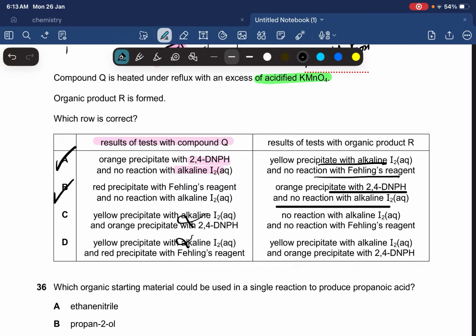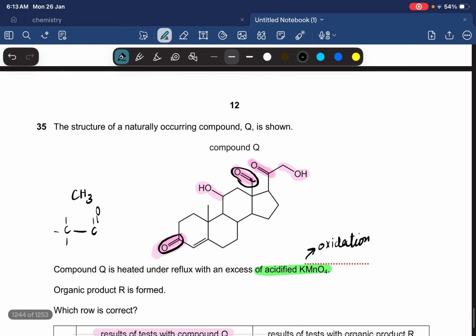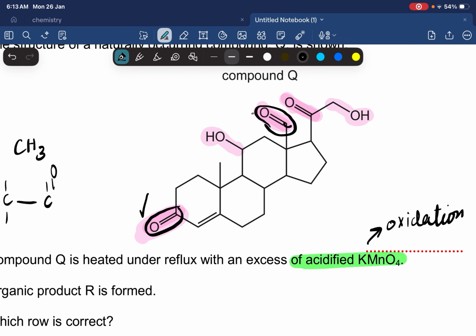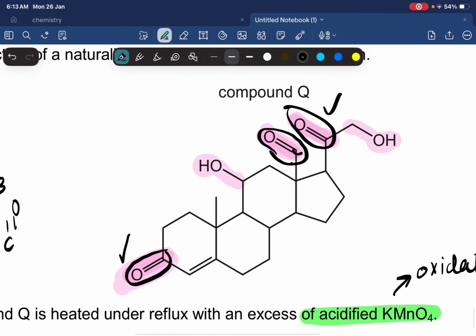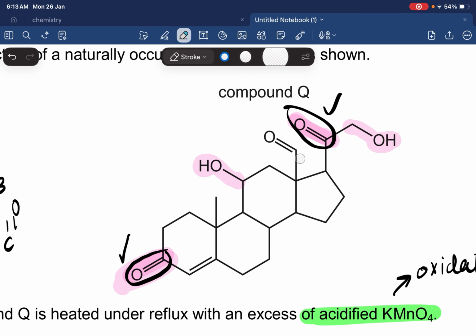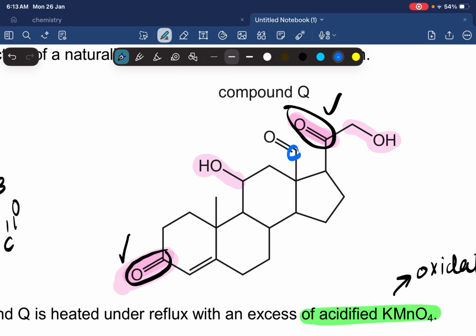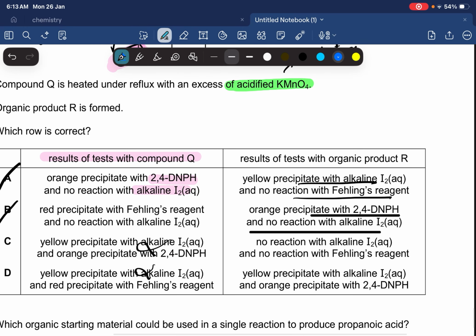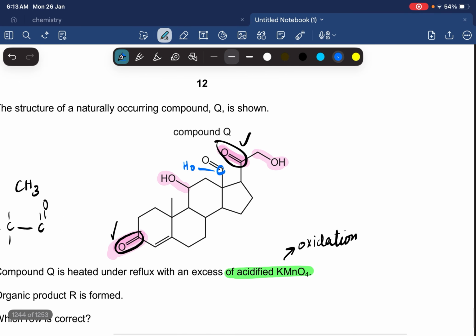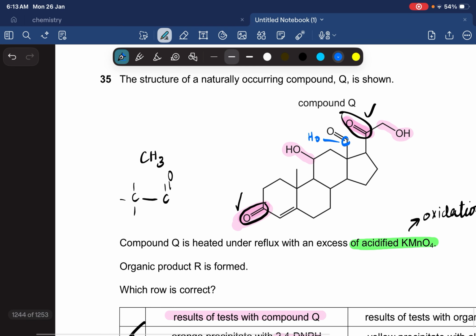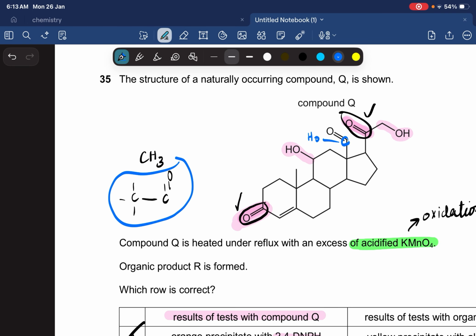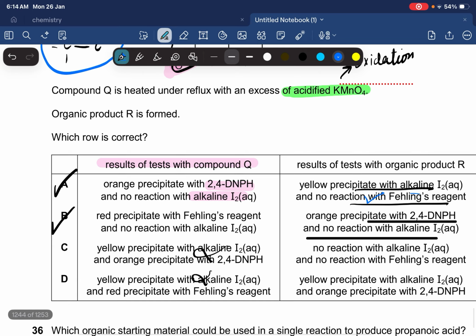Ketones, you gotta realize, ketones basically cannot get oxidized. So this ketone cannot get oxidized, this ketone cannot get oxidized, and this aldehyde is gonna get oxidized to carboxylic acid. So yellow precipitate and no reaction with Fehling's reagent. Yeah, that's correct. Yellow precipitate with alkaline I2. No, you're not gonna get a yellow precipitate because you basically cannot form this thing. No, that's incorrect.